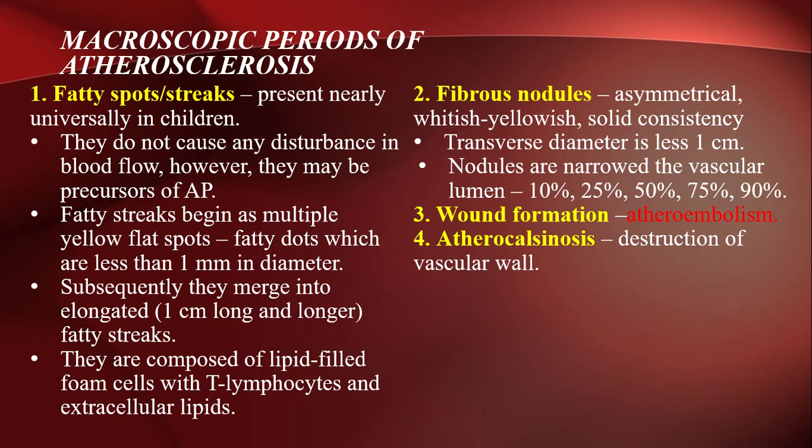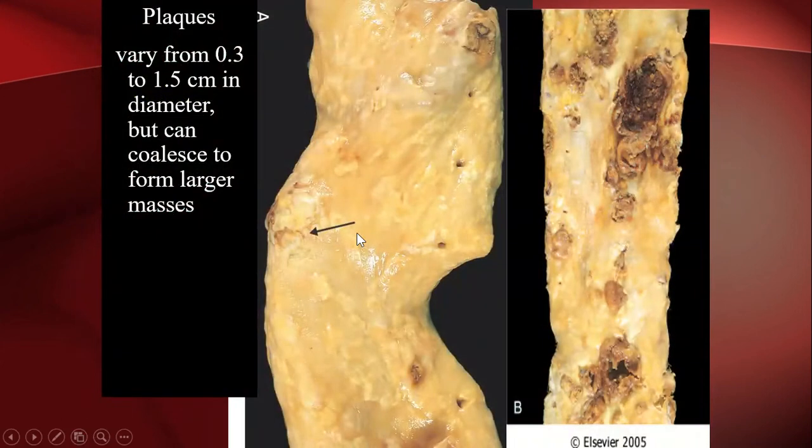And finally, the calcium salts sediment into the wound, and here forms the arteriocalcinosis, the destruction of the vascular wall. Here we see the plaques whose diameter varies between 0.3 and 1.5 cm, but they can merge to form larger masses.